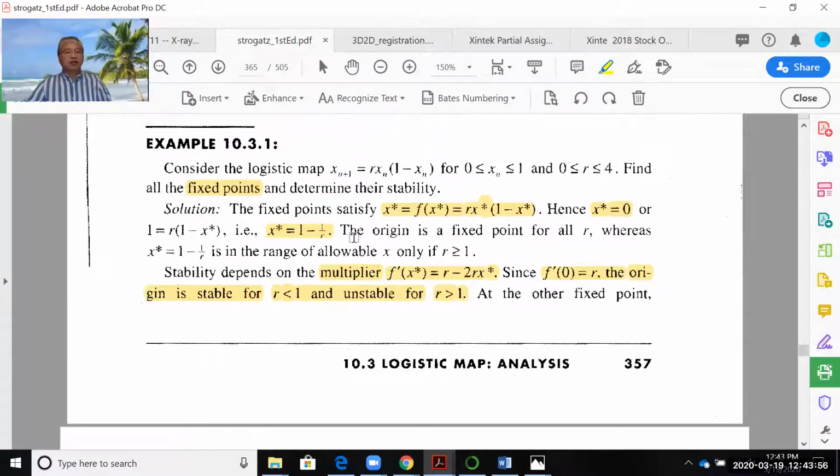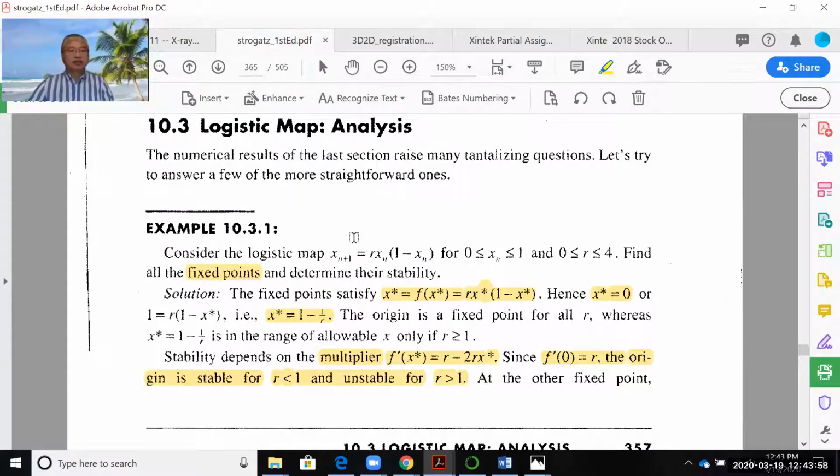Okay, let's just start here then. Analysis. All right. So we did some of this analysis, I think, before the spring break, but we're just going to repeat some of this. So if we consider the logistic map, and again we simply say fixed point.